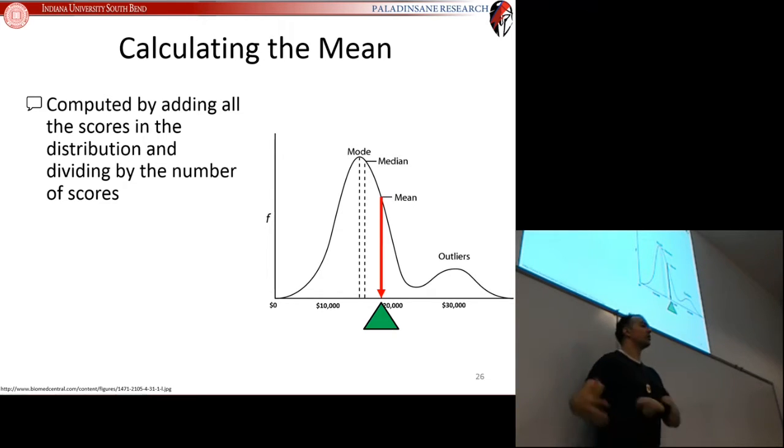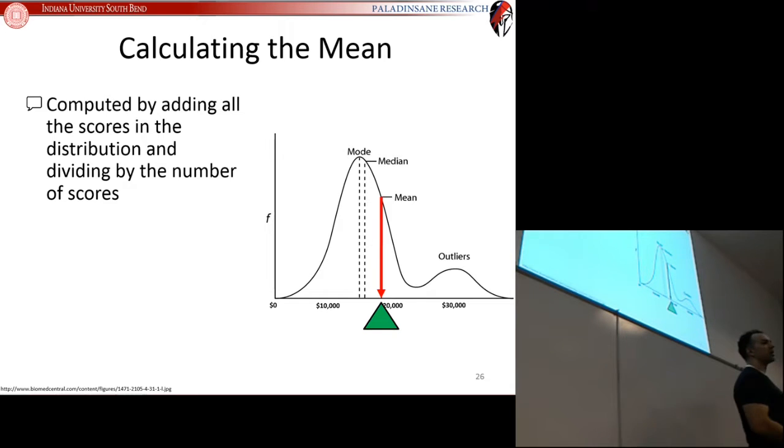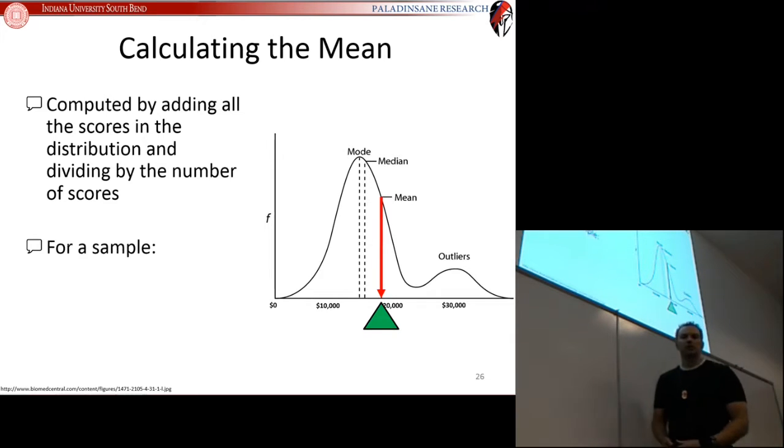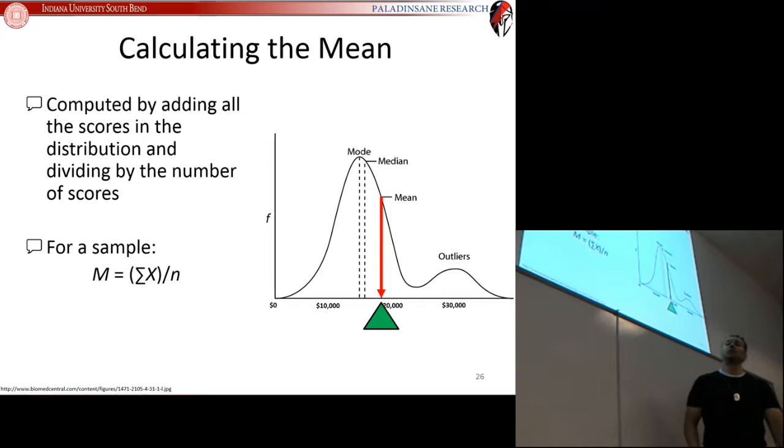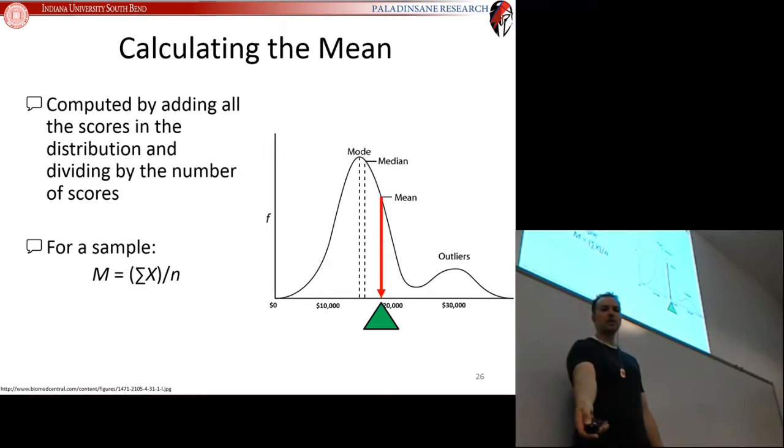You take all your scores, you sum them all up, and you divide by the number of scores that you have. So for a sample, that's the formula right there. Once again, just a reminder, do not read this as n equals sigma x divided by n, because that's meaningless to our minds. But if you read this as the sample mean equals the sum of the scores divided by n, and n is the number of scores, so the mean equals the sum of the scores divided by the number of scores, that formula is going to make a lot more sense to you. So that's for a sample.